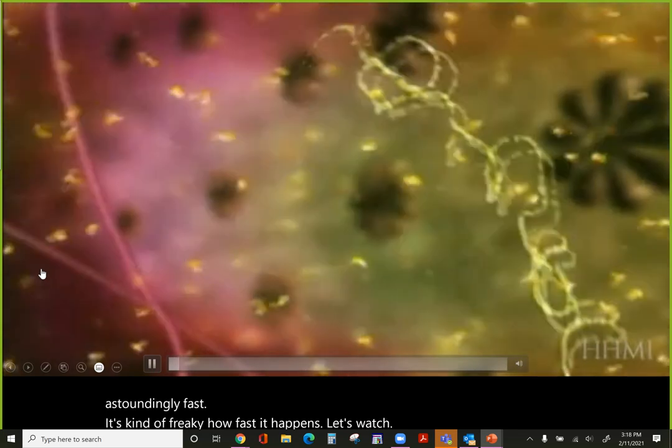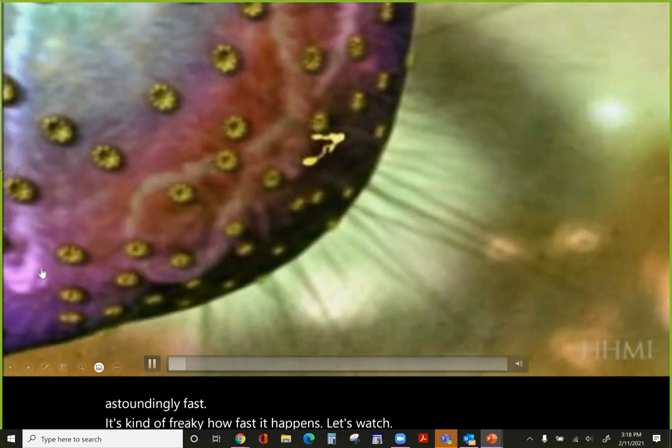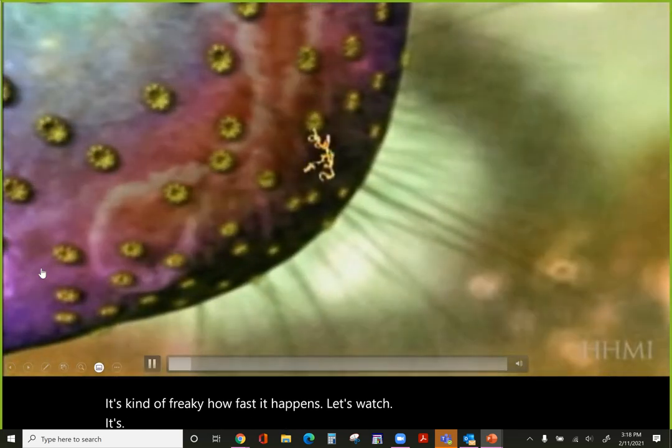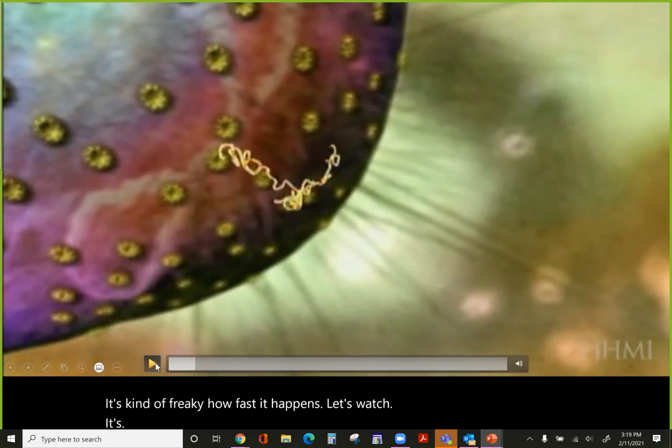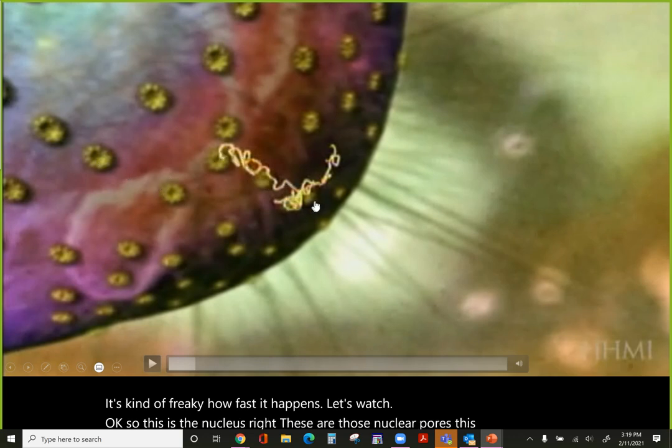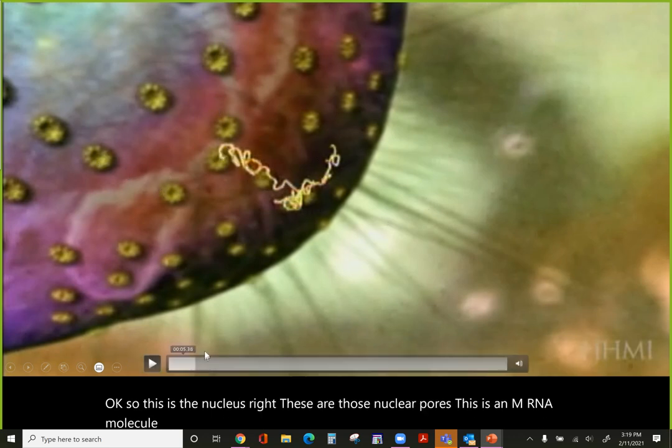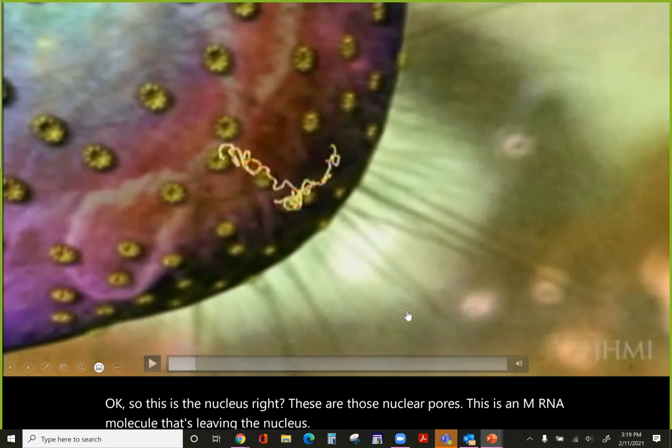When the RNA copy is complete, it snakes out into the outer part of the cell. Okay, so this is the nucleus, right? These are those nuclear pores. This is an mRNA molecule that's leaving the nucleus. Now it's in the cytoplasm.